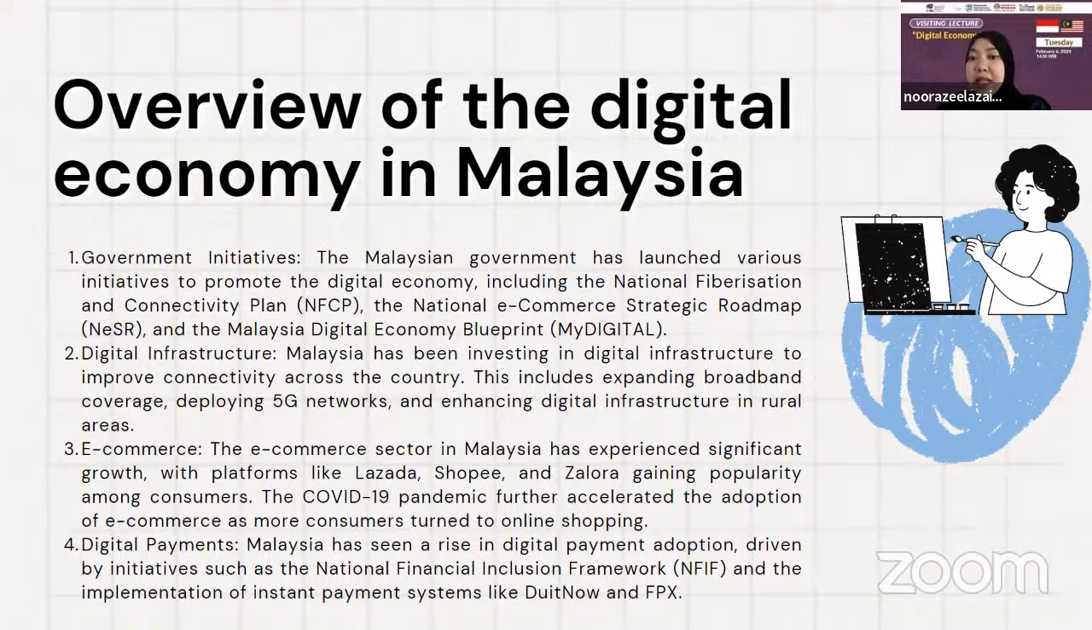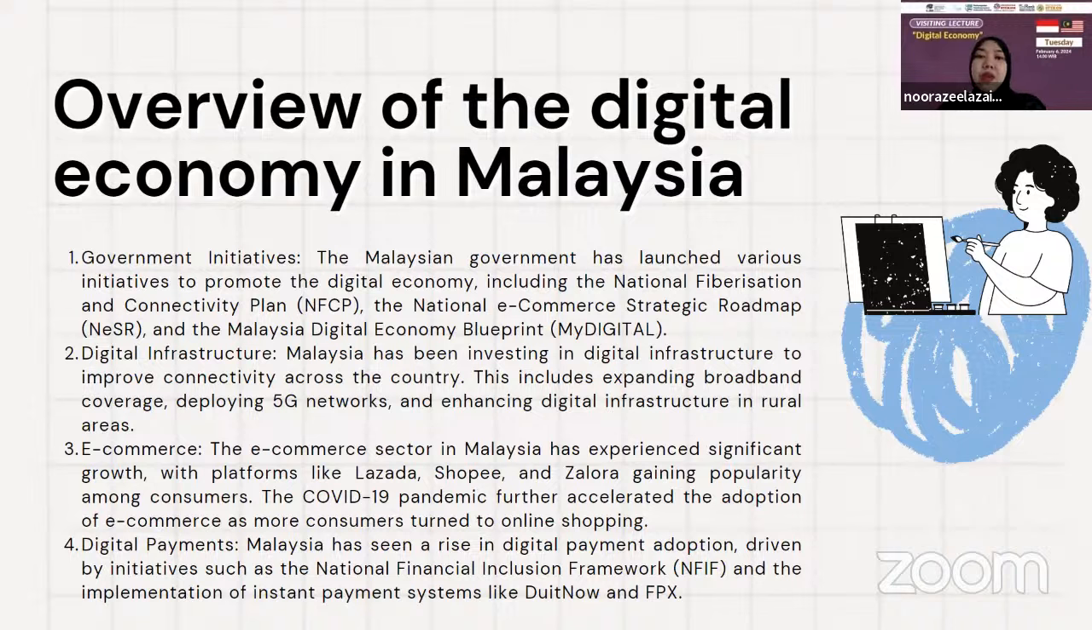Malaysia has been investing in digital infrastructure to improve connectivity across the country. This includes expanding broadband coverage and 5G networks and enhancing digital infrastructure in rural areas. Then the e-commerce sector in Malaysia has experienced significant growth, with platforms like Lazada, Shopee, and Zalora gaining popularity among consumers.